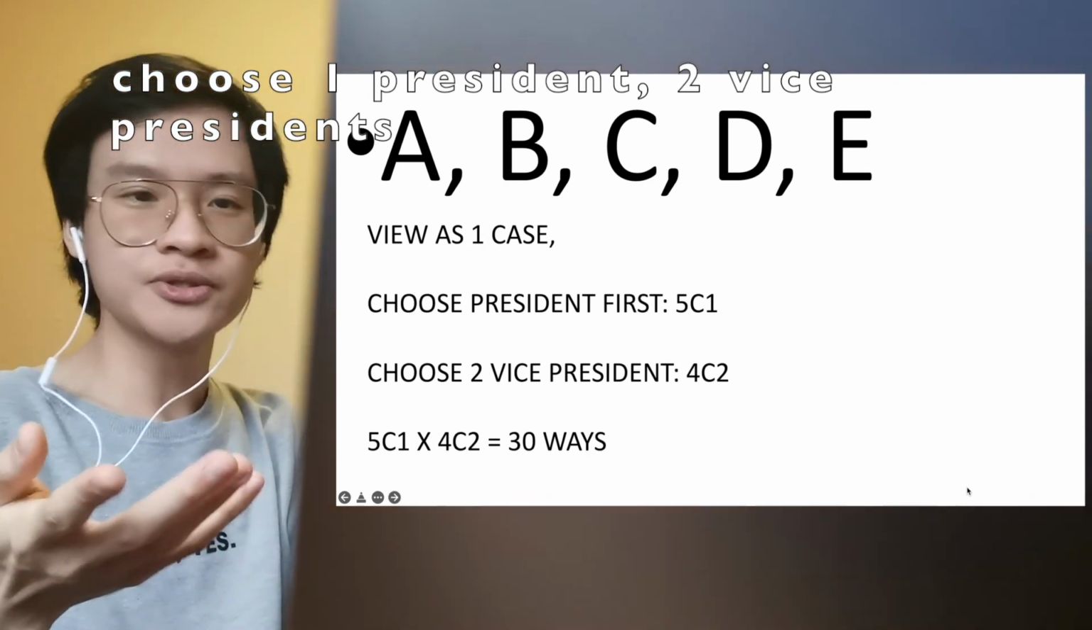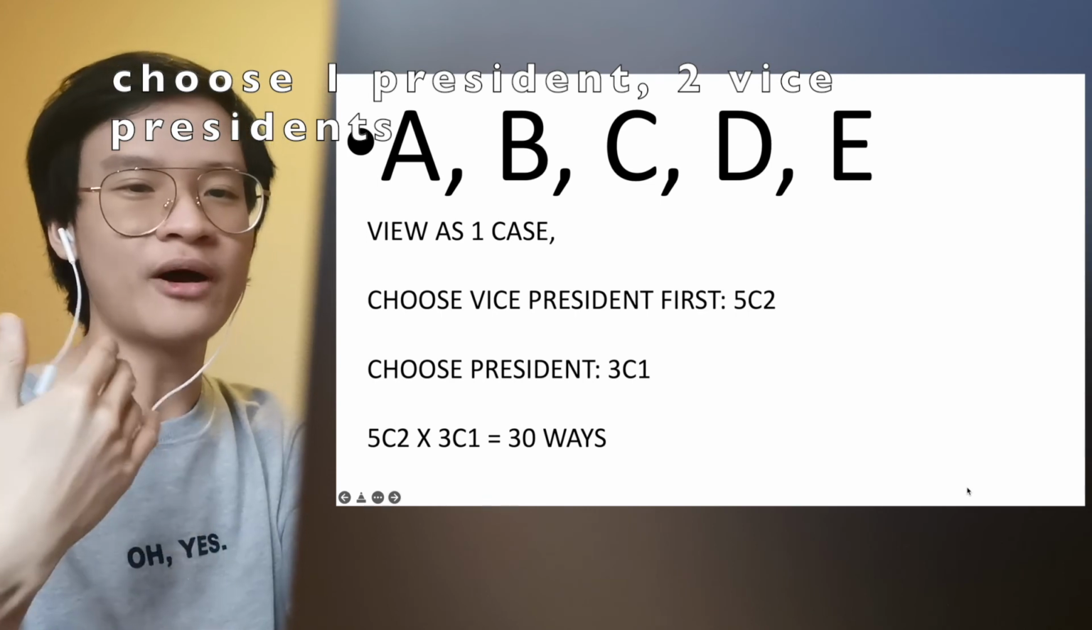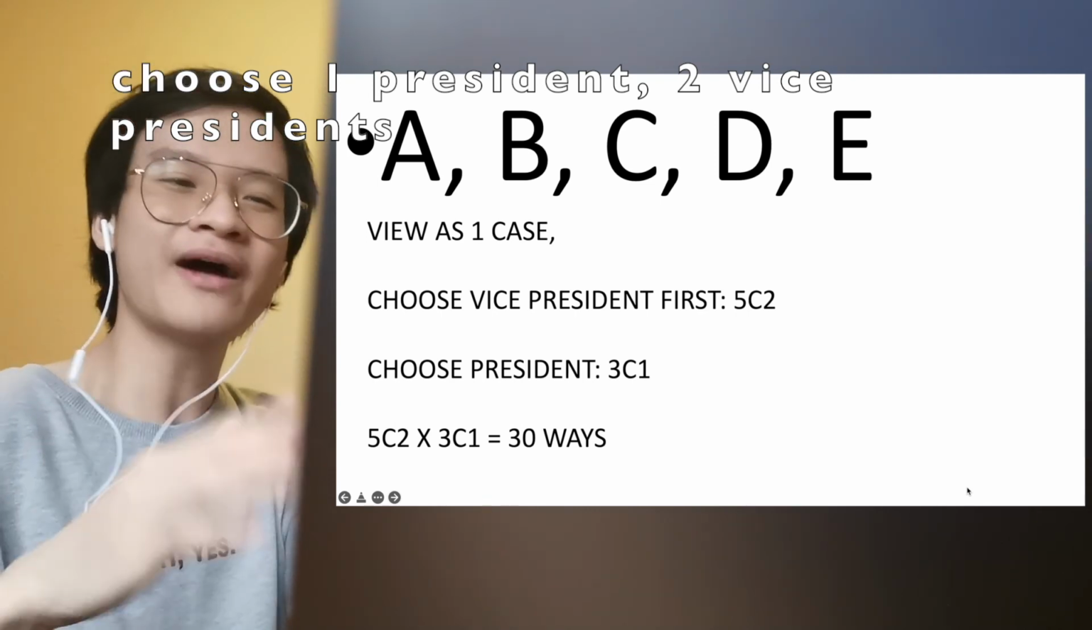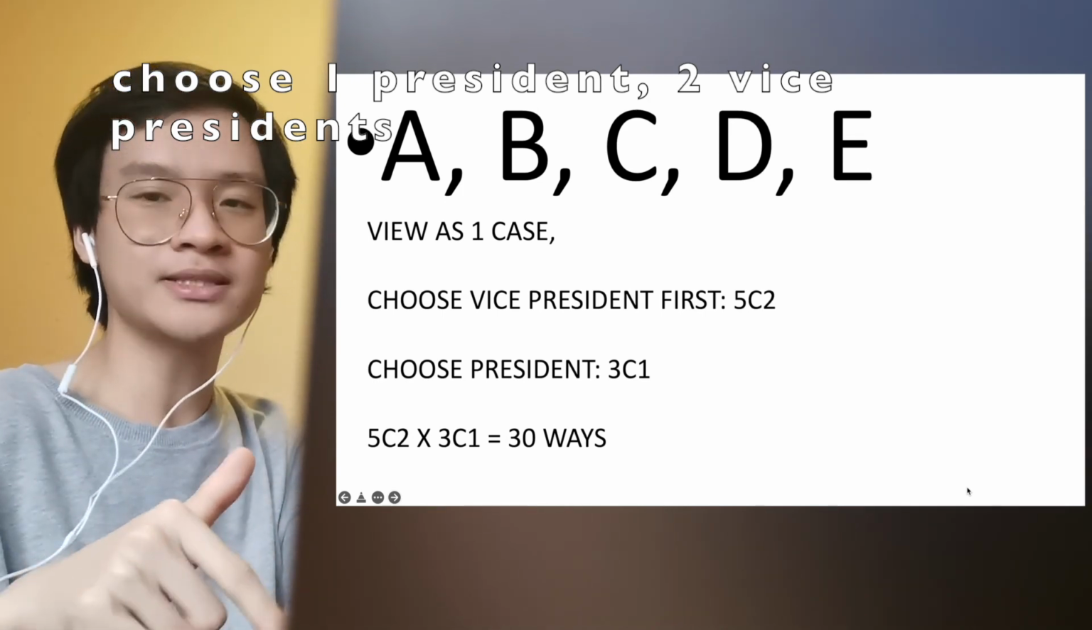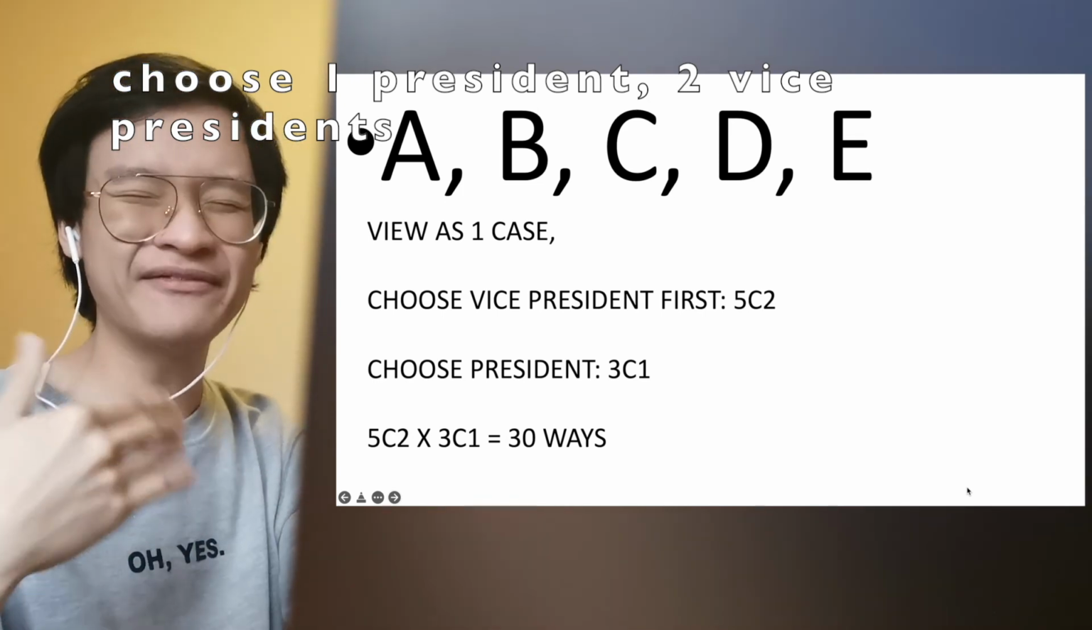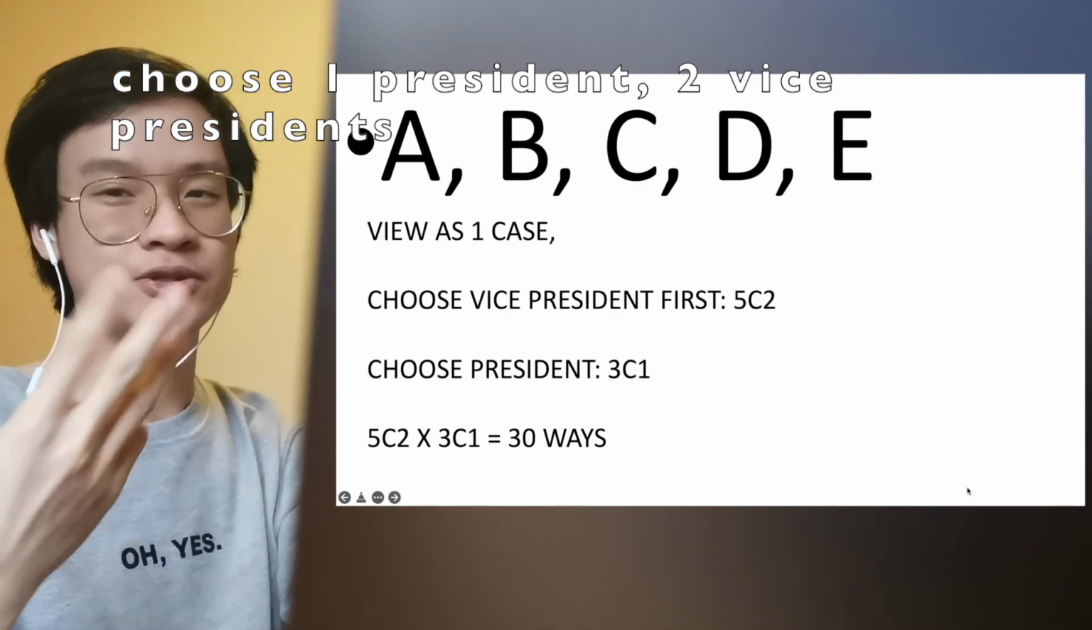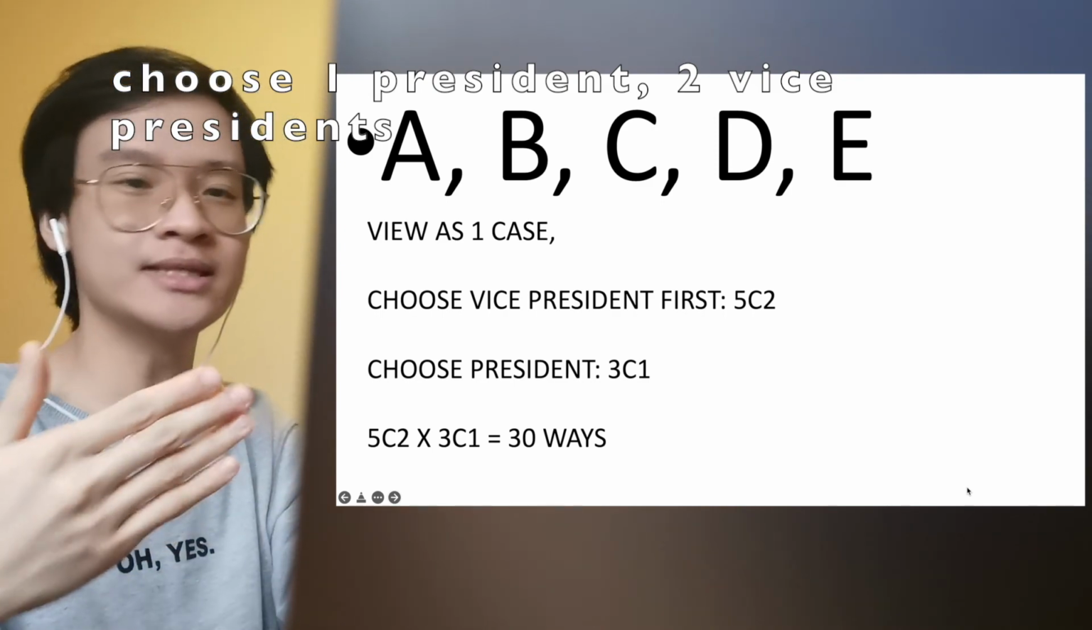Well, you can choose the 2 vice presidents first if you are feeling fancy. So 5C2, this gives you 10. Then you choose the president out of the remaining 3. This gives you 3C1, which is 3. So 10 times 3 is 30 as well.